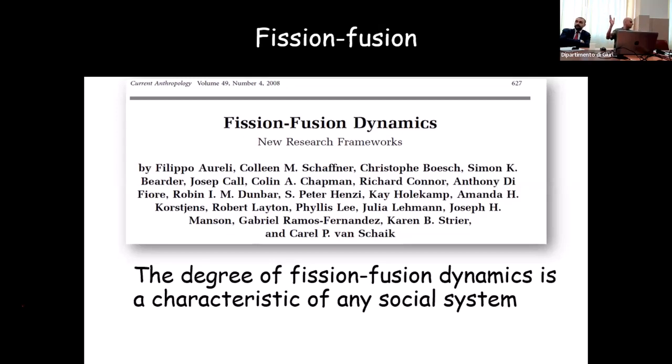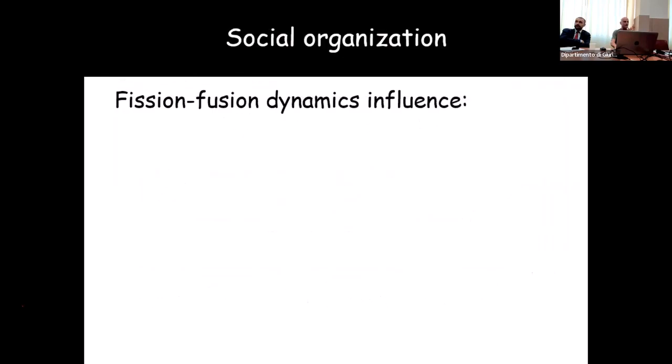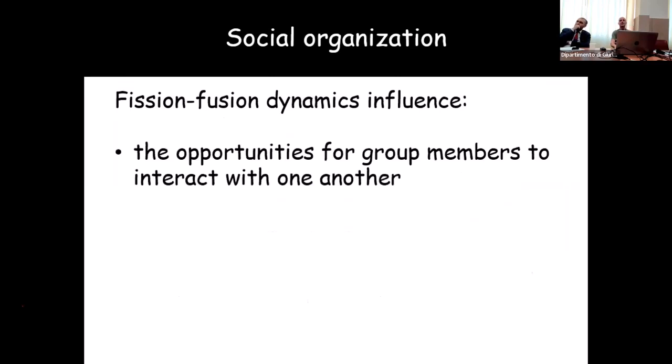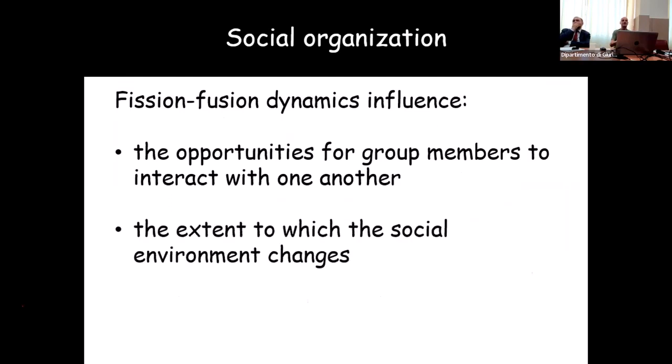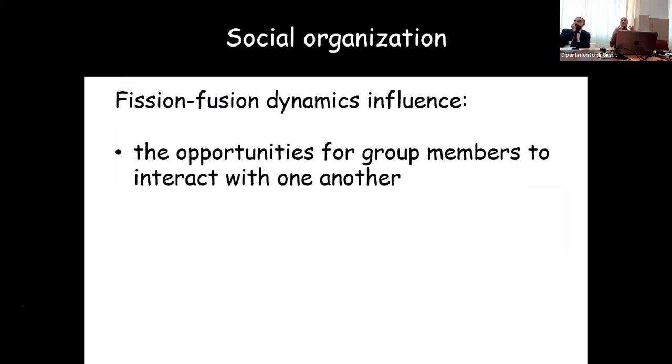And then there is a continuous dependence: how frequent the patterns are, how variable they are. But for the purpose of this talk, the main point is that the fission-fusion dynamics influence the opportunities for other group members to interact with one another. Because they are in different subgroups, they cannot interact, and when they are in the same subgroup, they can. So it really influences the opportunities. And let's remember this word, opportunities.